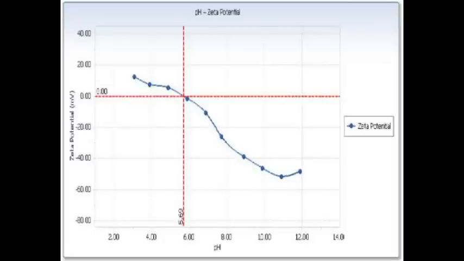When analyzing zeta potential, pH can influence the result. Some samples will have an isoelectric pH, the pH at which there is no net charge. In this example, the isoelectric point lies at a pH of 5.69.